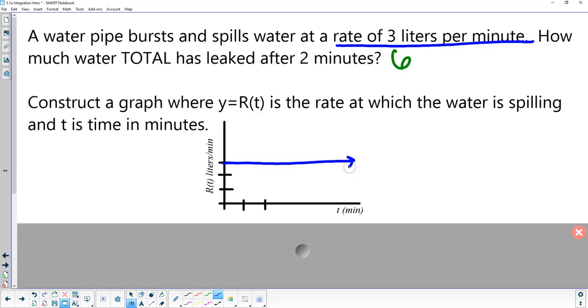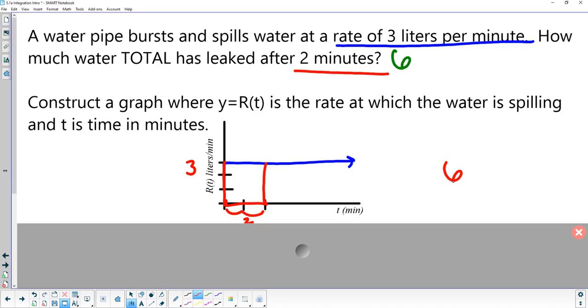Straight line. Horizontal line through the y-axis at 3. And how long did we go? 2 minutes. So we started at 0, ended at 2. If I look at the area underneath, or really between the blue graph and the x-axis from 0 to 2, what shape is that? Rectangle with base 2, height of 3, so area of 6. Okay, that's how we get our total accumulation. We just take the area under the rate function over our time interval.